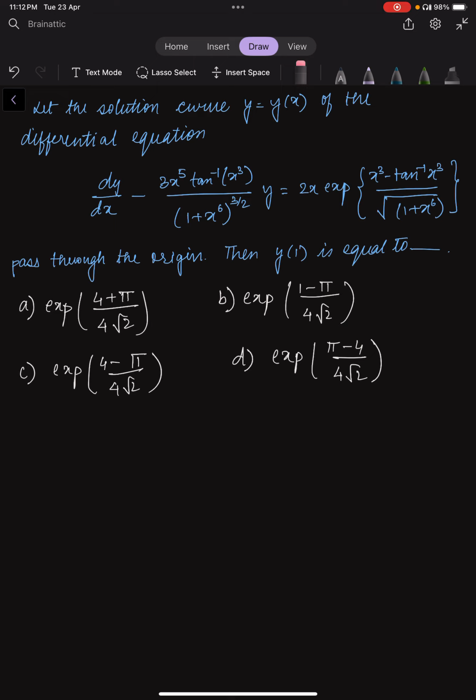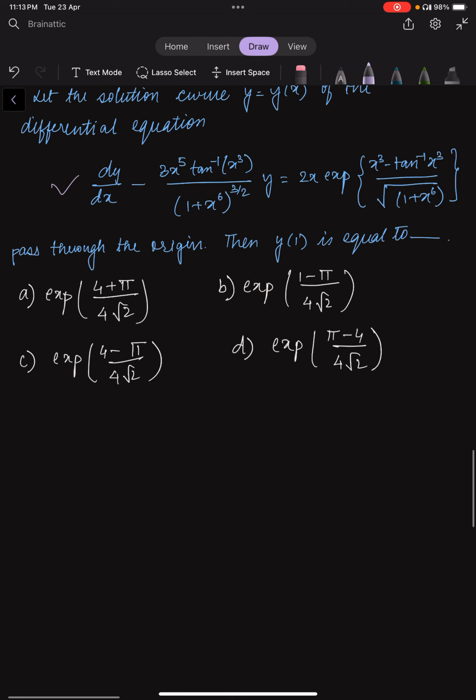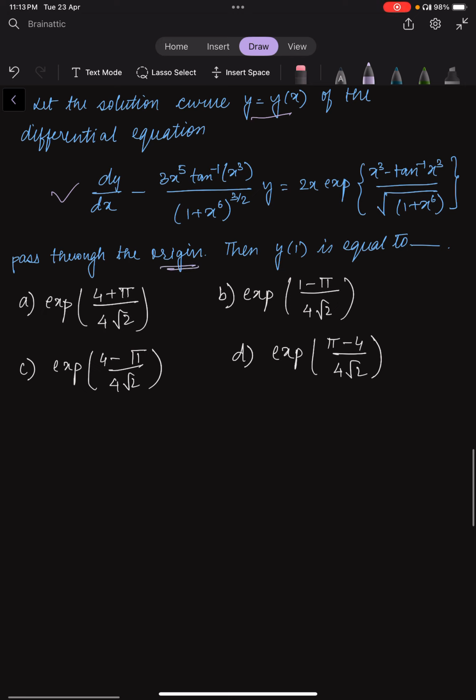So we are given a differential equation of the form dy/dx minus 3 times x power 5 tan inverse x cube in the numerator, and in the denominator we have (1 plus x power 6) whole to the power 3 by 2, times y, which is equal to 2x exponential, and in the numerator we have x cube minus tan inverse x cube, and in the denominator we have root under 1 plus x power 6. Okay, so let us begin solving the problem. We are told that this solution curve passes through the origin, and we are asked to find y at x equal to 1.